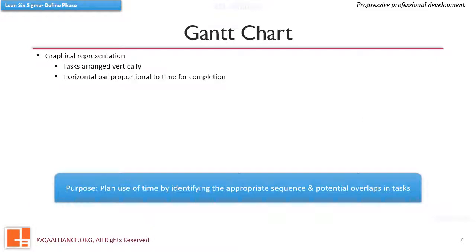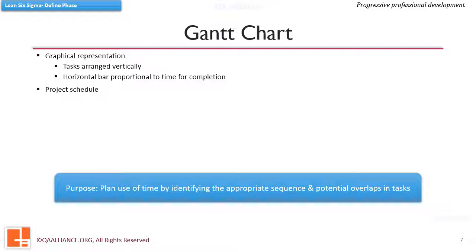A Gantt chart is a graphical representation of a project that shows each task as a horizontal bar whose length is proportional to its time for completion. It is thus used for representing the project schedule and helps the team in planning efficient use of its time by identifying the appropriate sequence and potential overlaps in tasks.